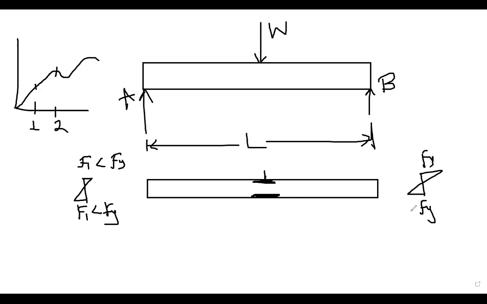That is at point 2. Then again beyond point 2, there is a strain hardening effect, and that strain hardening is due to the ductility property, because steel is a ductile material. Due to the ductility property, beyond the yield point, loading is increasing, stress is increasing, and strain is also increasing.